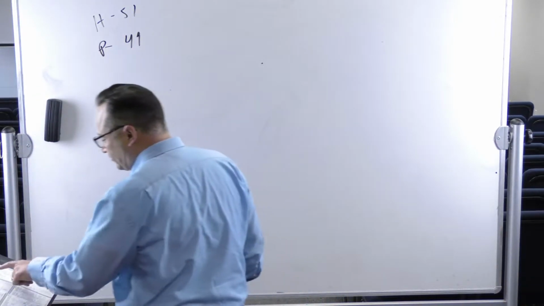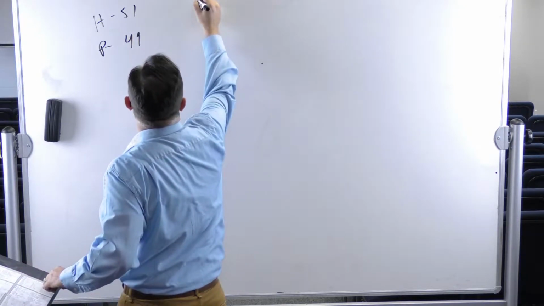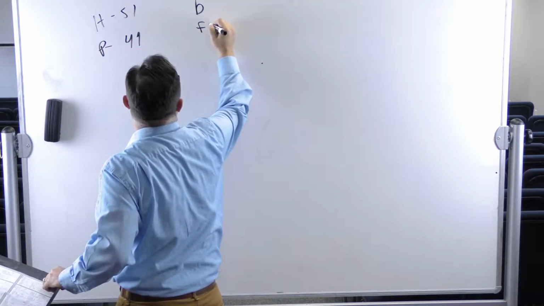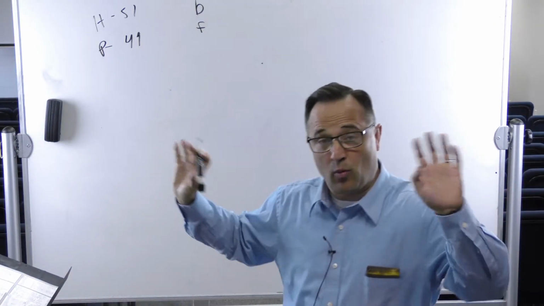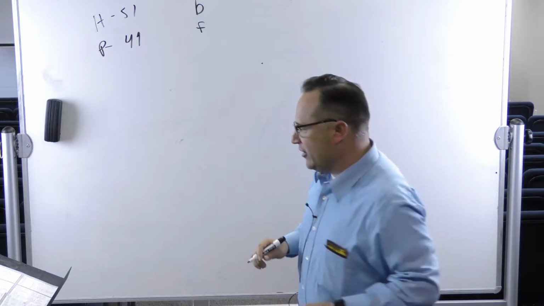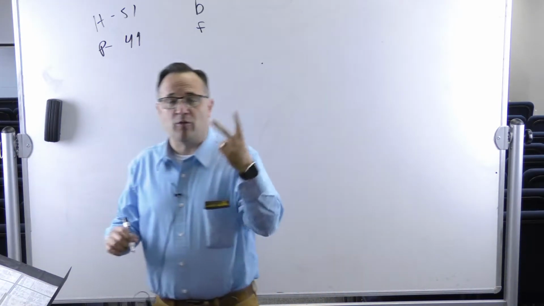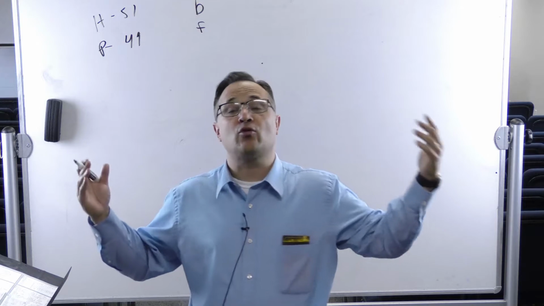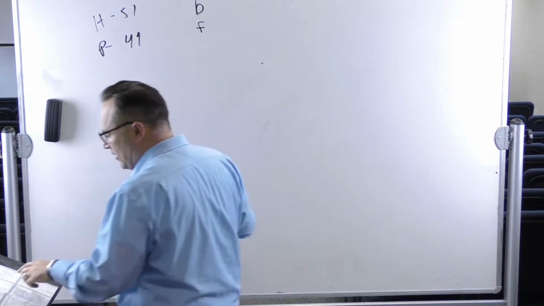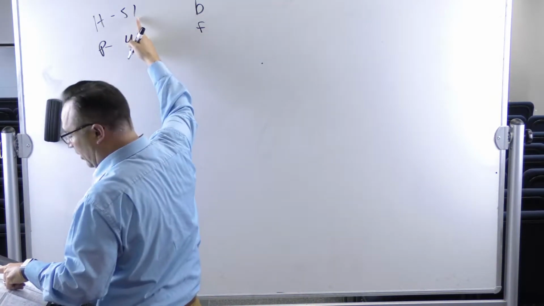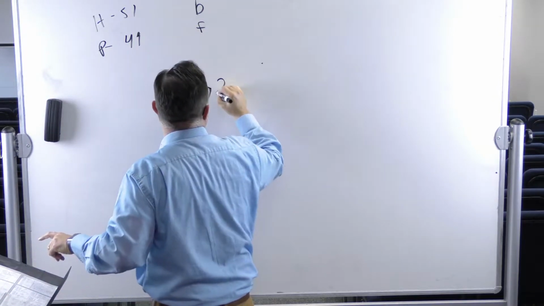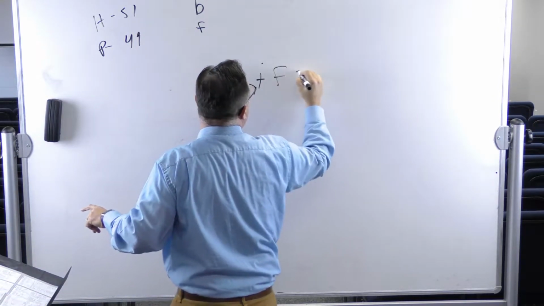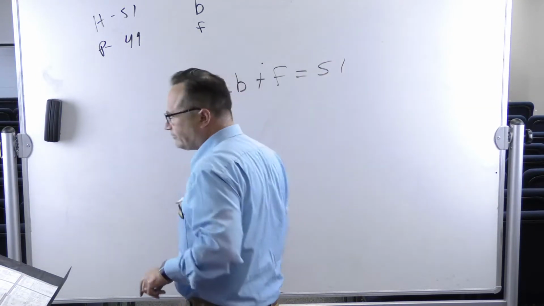So let's do this. We'll say b for a basket and f for a free throw, as that's what we're solving for. We're going to put two equations together, and we'll figure out exactly what they're asking here. A basket is worth 2 points, a free throw is worth 1 point, and the Hawks have scored 51 total points. So we go 2b plus f equals 51.